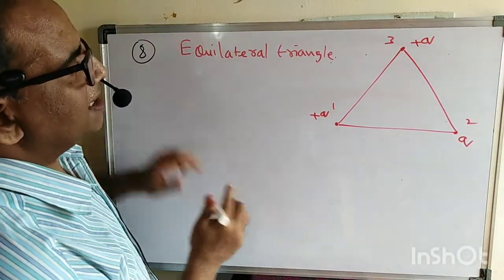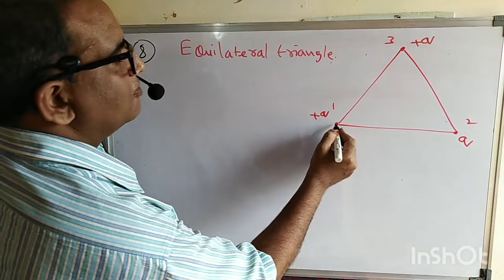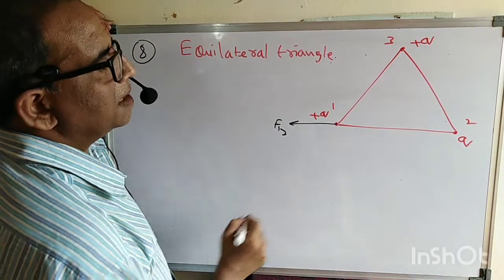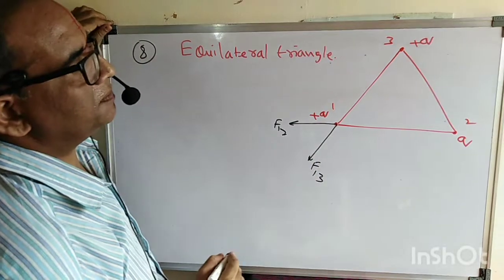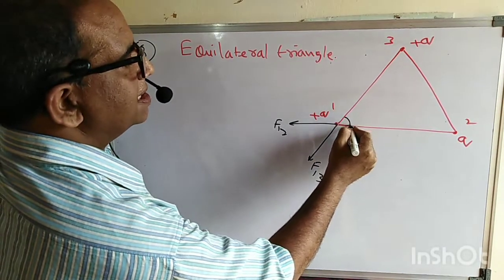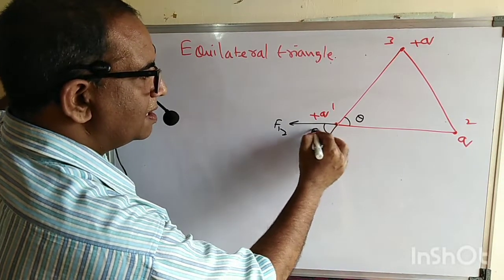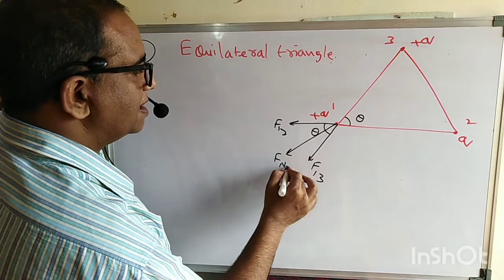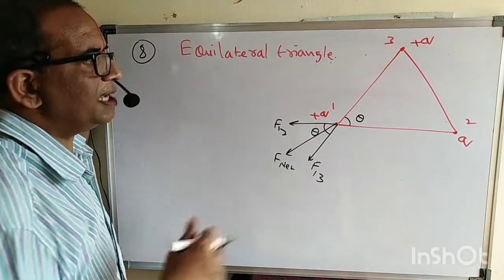Observe carefully here. Force is acting on 1. The force is acting on 1 due to 2 like this, and a force is acting on 1 due to 3 in this direction. Now the angle here is theta, and this one is also theta. Therefore what is the resultant force here? This one is F net. Between them theta is there, so what formula will we apply here?